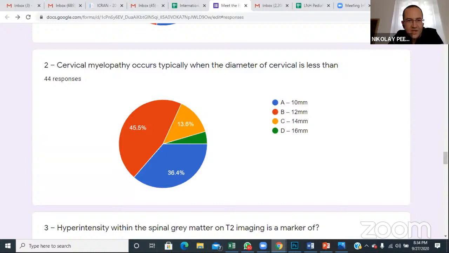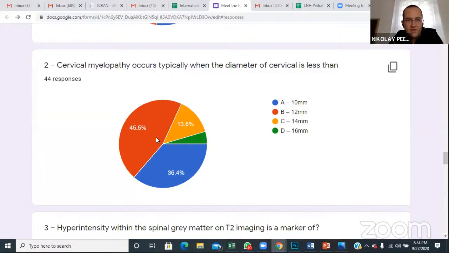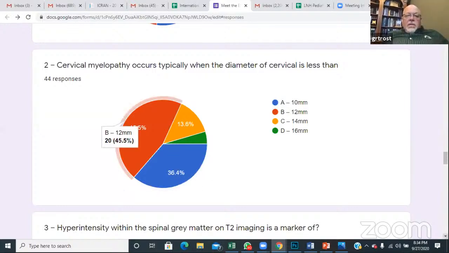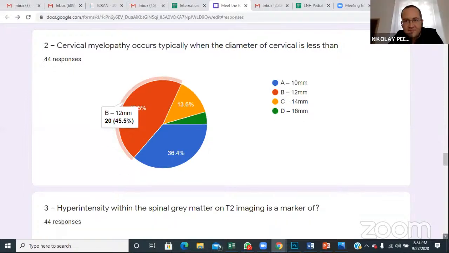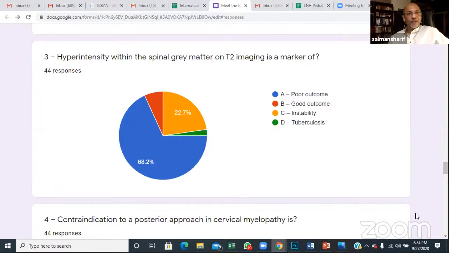Right, cervical myelopathy occurs typically when the diameter of the cervical canal probably is less than what? The winner here is B with 45%, and I think probably we have to go a bit less than that. So maybe A would be a correct answer. Or maybe even 8 millimeters is an even better number. Yeah, this is critical. So it's 8 and below. Below 8 is really critical. Yeah, that's in my book as well. Yusuf, can you give us the answer?